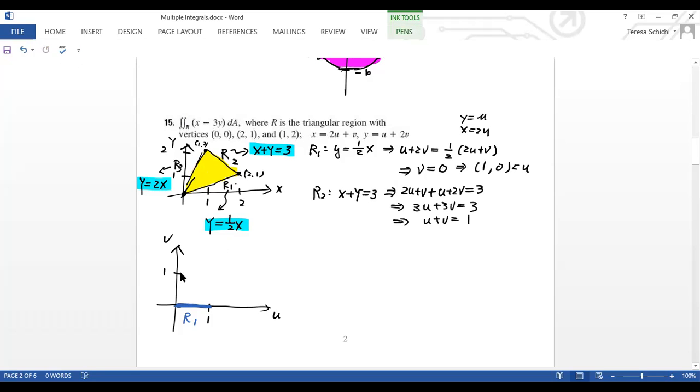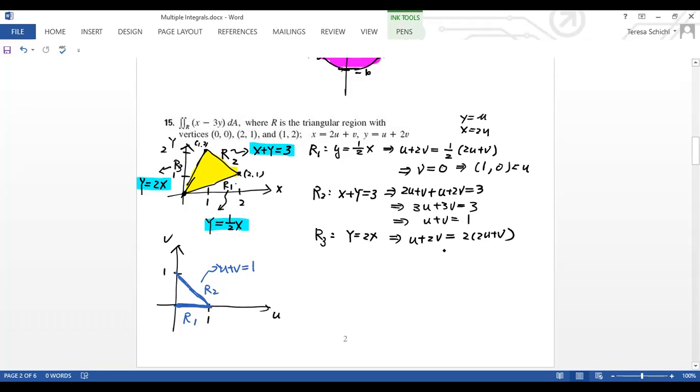So that means it's a line with x-intercept 1 and y-intercept 1. So this is my R2 transferred, u plus v equals 1. Superb. Okay, so now R3 is here. R3 is y equals 2x, right? So you plug in the same thing. y is u plus 2v, which is equal to 2x, which is 2 times 2u plus v.